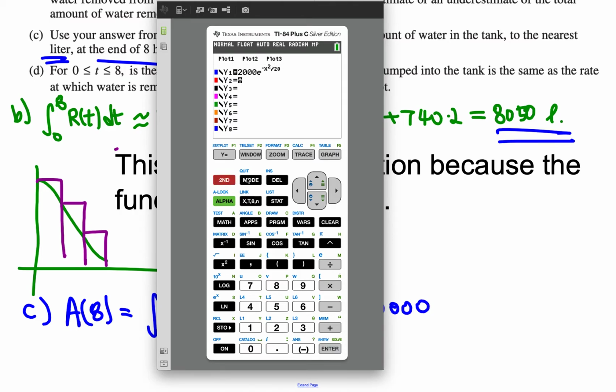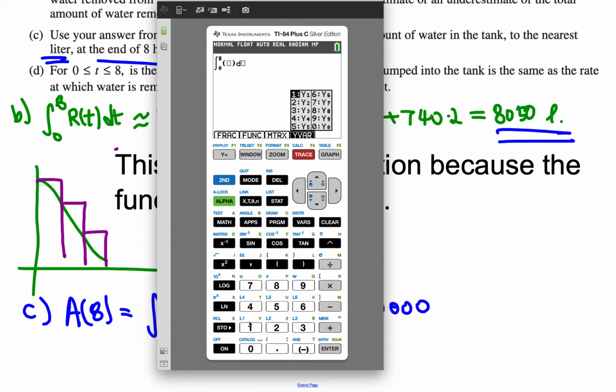So when I go out, I'm going to integrate this one. So math function number 9, from 0 to 8, and the function was in Y1, so I'm going to do VARS, Y-VARS, function number 1, against x. All right, so I'm going to add them up. So that's about near 8,000.